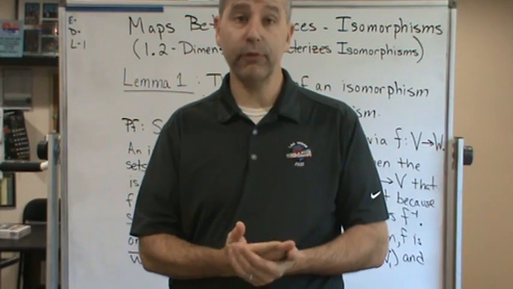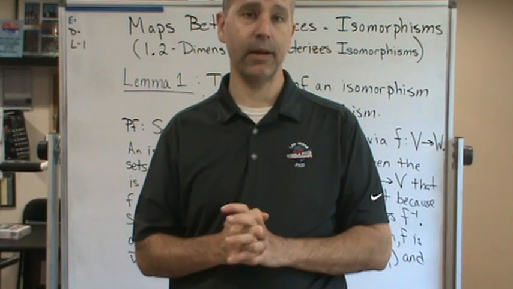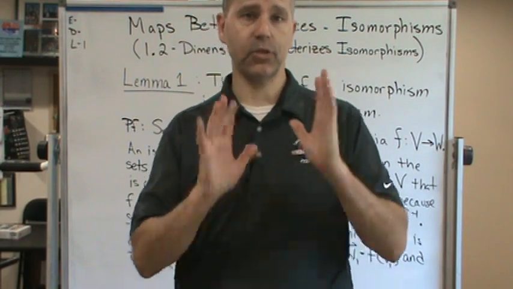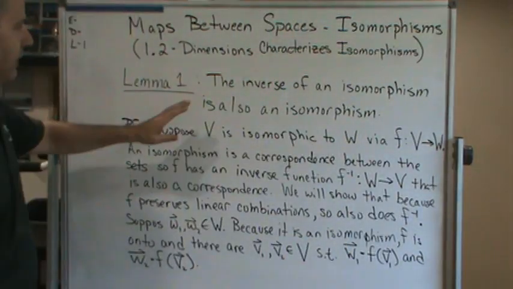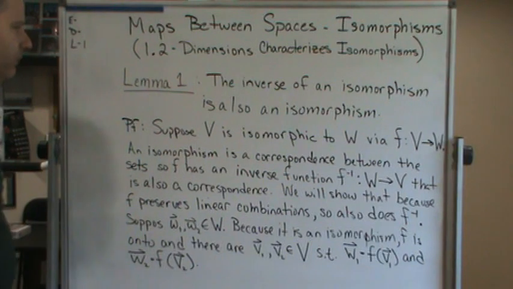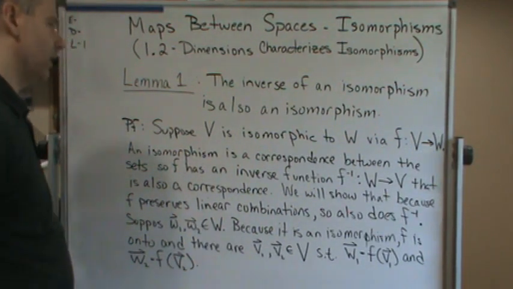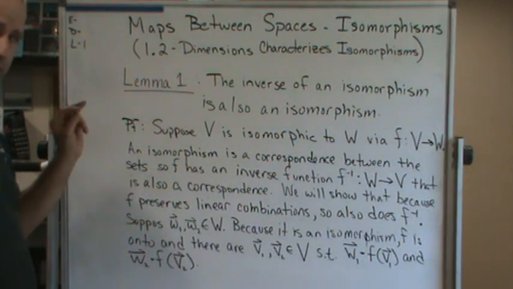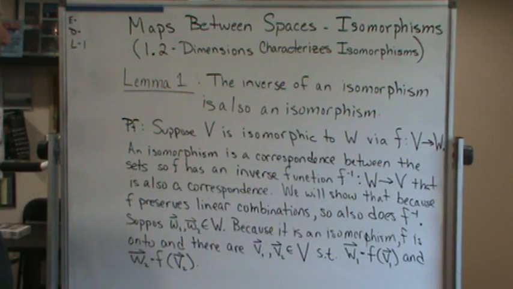Not only that, we're going to talk about the inverse, the inverse function or inverse mapping, and that there's a correspondence with that as well. So let's start with the first lemma, lemma 1, which says the inverse of an isomorphism is also an isomorphism. We talked about isomorphisms, where we introduced the idea of an isomorphism, using this quote unquote "same as." And lemma 1 says the inverse is also an isomorphism.